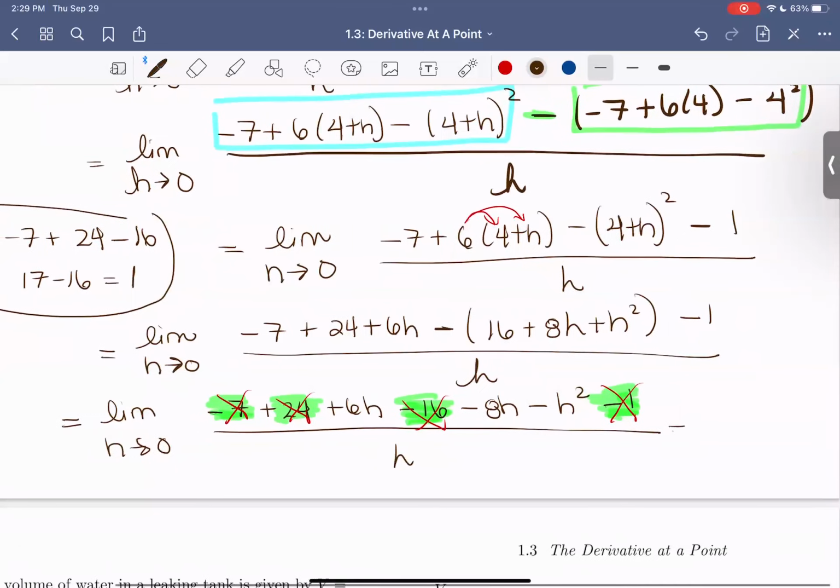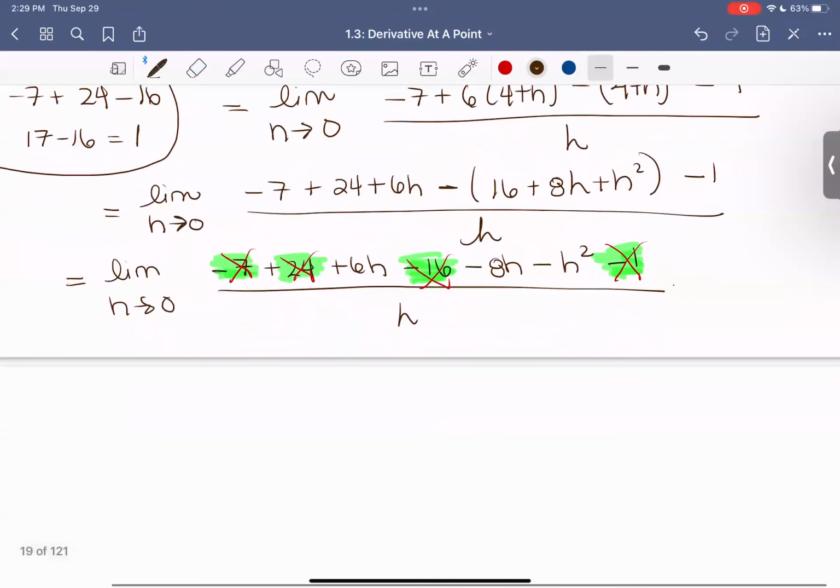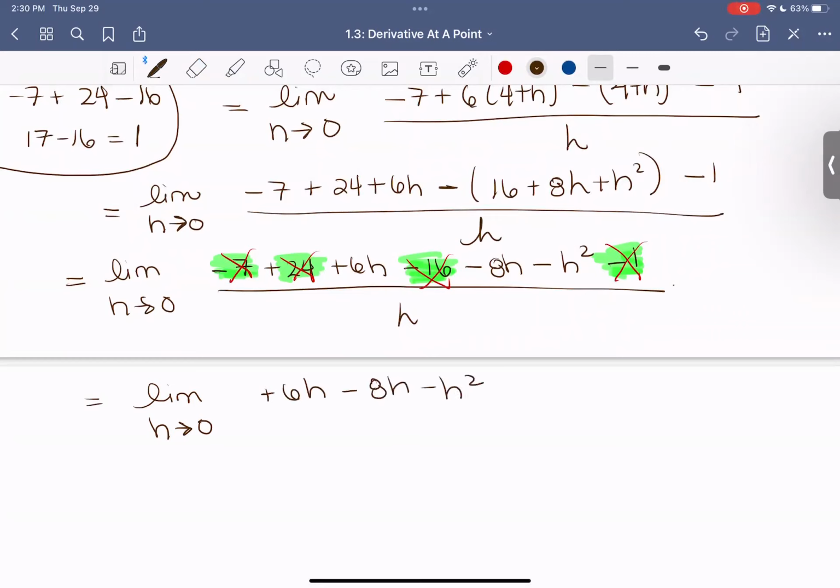So now what do I have left but the limit as h goes to 0, and I'm going to start a new page here because I'm writing a little too big. So we continue to simplify the limit as h goes to 0 of positive 6h minus 8h minus h squared all over h.